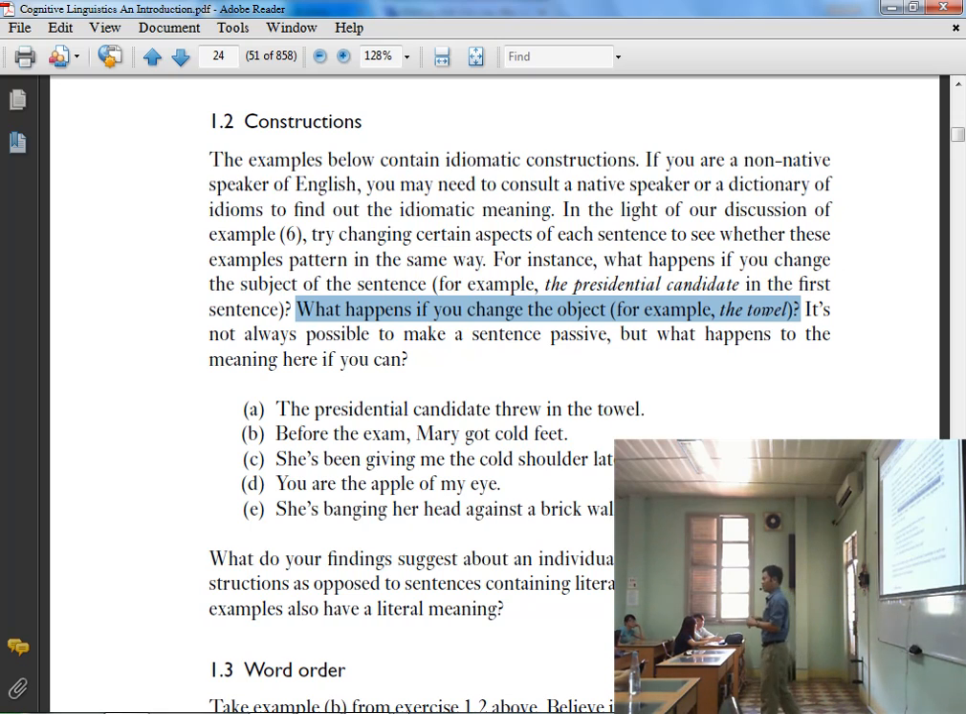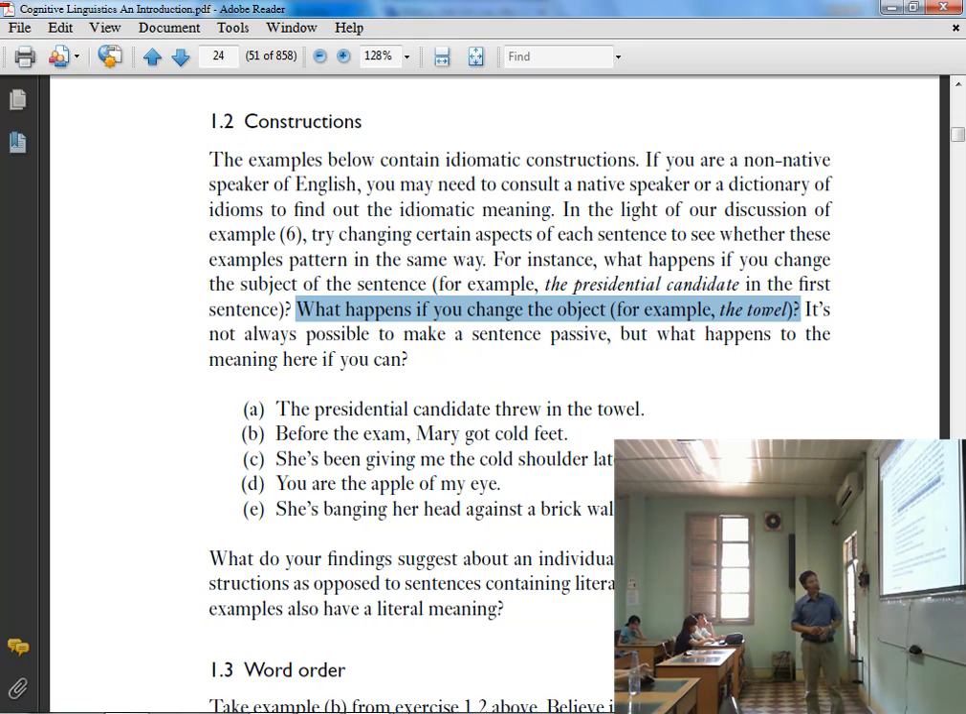In a boxing fight, okay, if a player throws in a towel, he quits. Okay, he surrenders. So the presidential candidate threw in a towel. Literally, well, for you, because you do not understand the idiomatic meaning, automatically you think that he's wearing a towel on his neck and now he throws the towel. But actually for native speakers, because this is the context of the presidential candidate, they understand that this candidate quits.